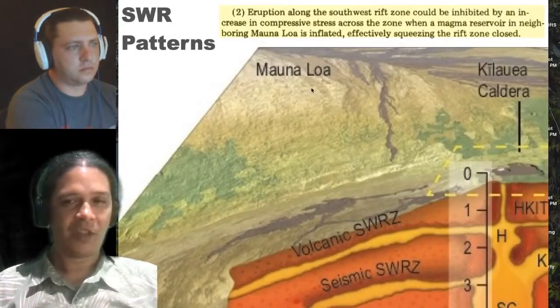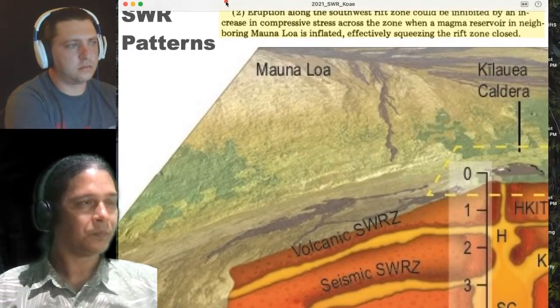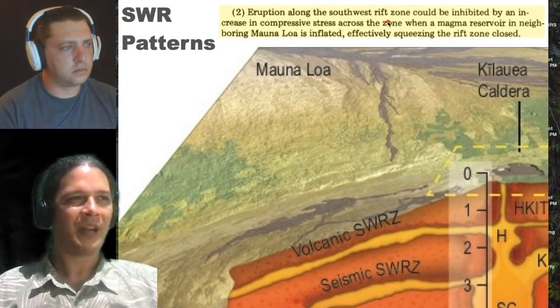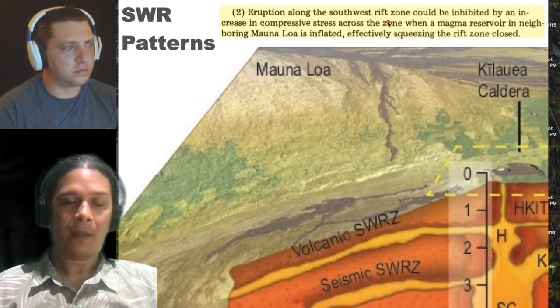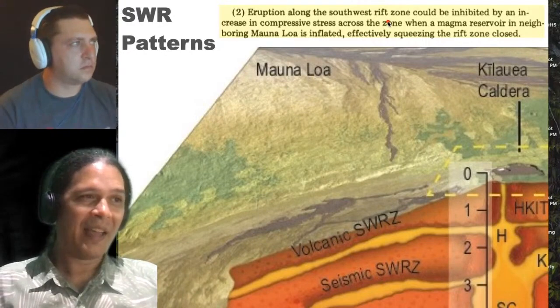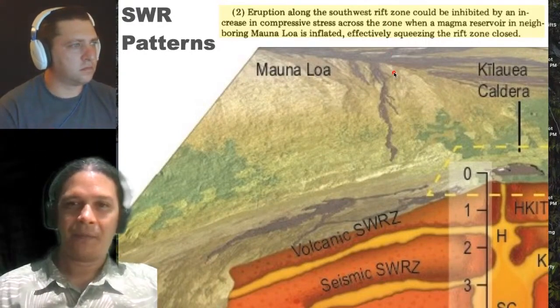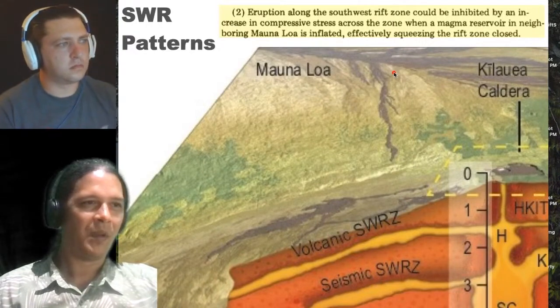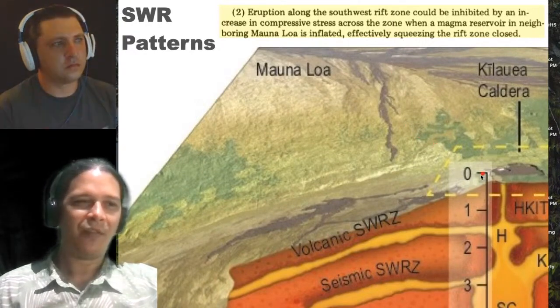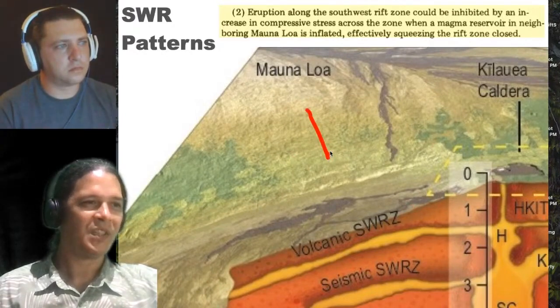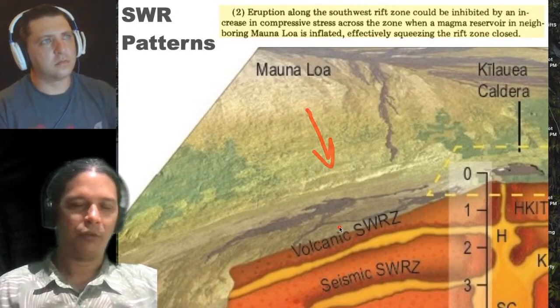And the last thing here, which I think is interesting in our context of Mauna Loa: eruption along the southwest rift zone could be inhibited by an increase in compressive stress across the zone when the magma reservoir in neighboring Mauna Loa is inflated, effectively squeezing the rift zone closed. So they had seismic crises at other times, like let's say 1975, Mauna Loa erupted in 75. Before the eruption of Mauna Loa, those seismic crises did not follow the path of 74 down the southwest rift because maybe Mauna Loa was squeezing it closed by inflating and pushing against it.